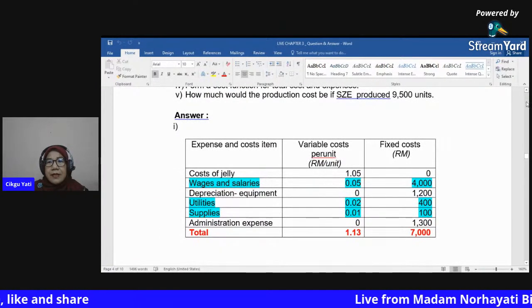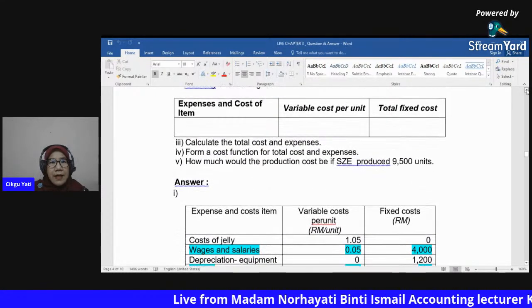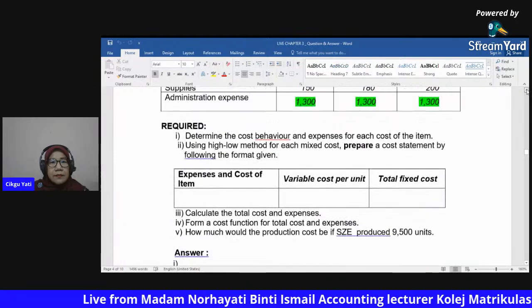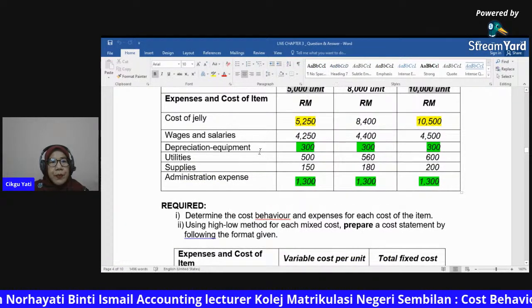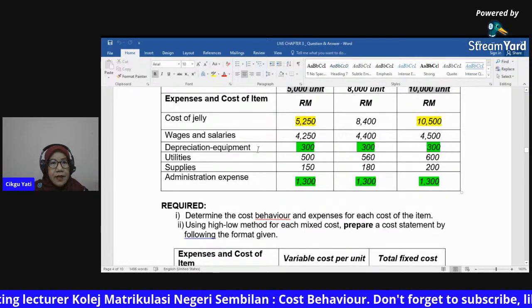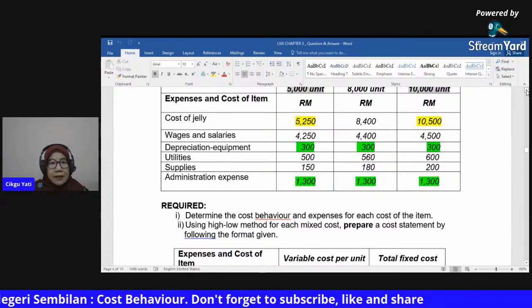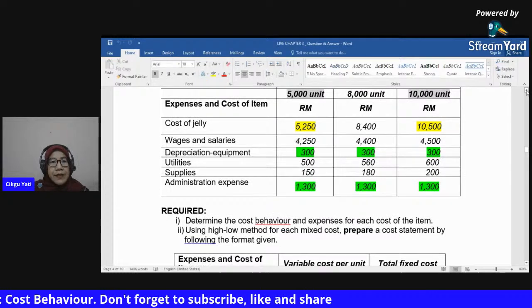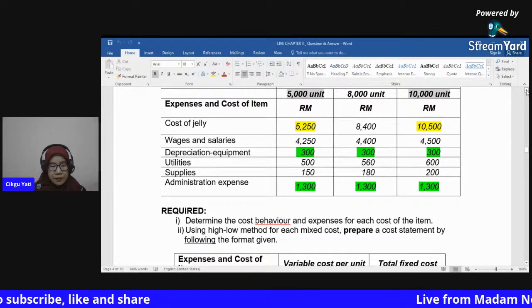Okay, this is the question. Look at this one. There are 6 items. Number 1, you must classify each item as either fixed cost, variable cost, or mixed cost.